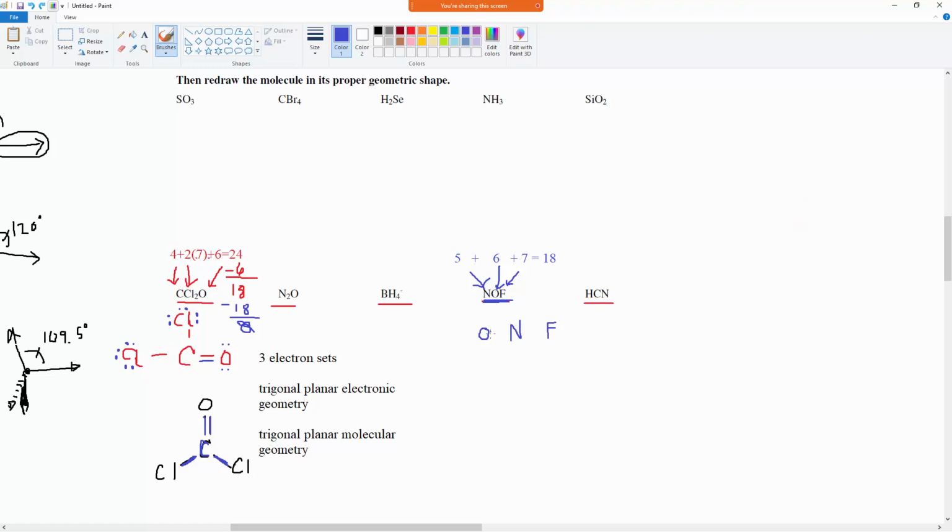All right, and then step 3, we've got to add single bonds. So how many electrons did I use up to make single bonds there? I used up 4 electrons. Good. How many do I have left?